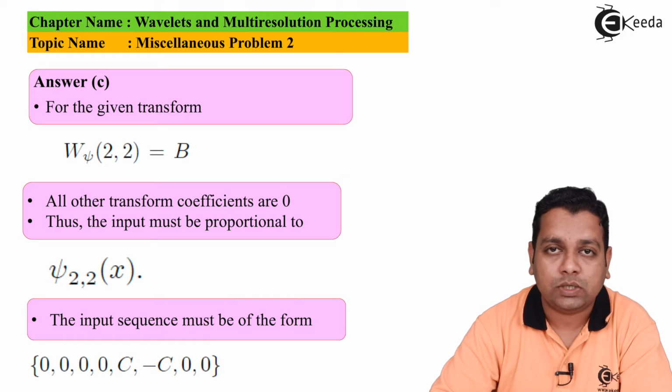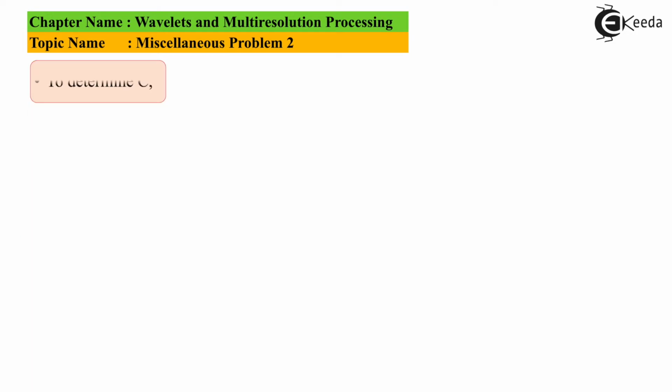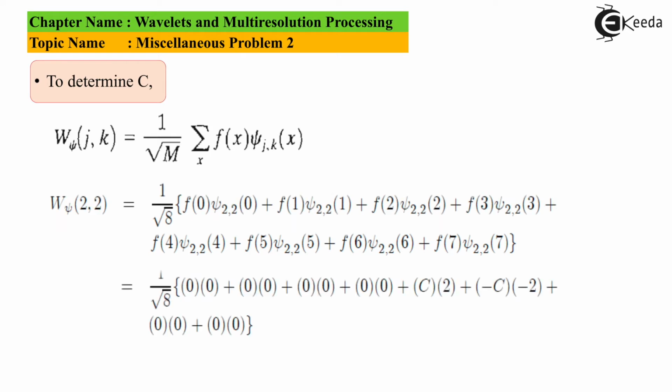So C is assumed here, and for determination of C we can use the equation that w suffix psi of j comma k can be computed as 1 upon under root m, the summation over x of f of x, the input, along with the function psi suffix j comma k of x. So here we can write w suffix psi for 2 comma 2 is equal to 1 upon under root 8. Total 8 samples we can say here.